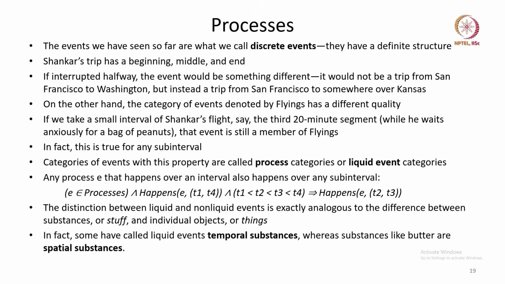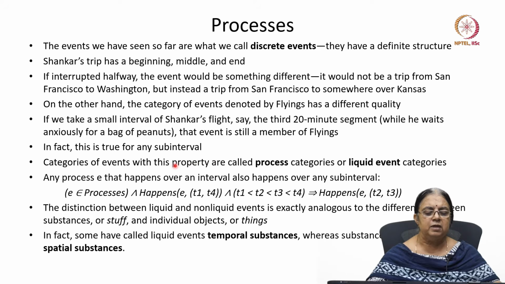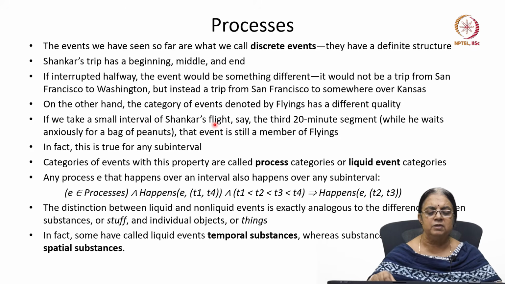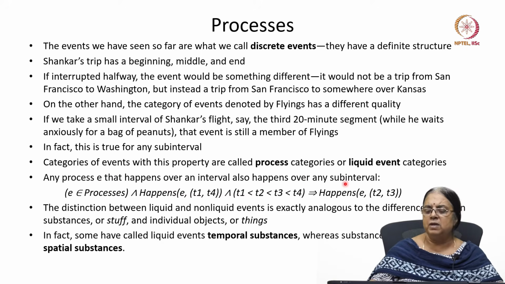So the next representation we talk about is the processes. What happens is if you take a part of the event, so categories of events with the property where if we take a small interval of the event and see what happens there, that is called a process. So any process E that happens over an interval also happens over the sub-intervals. So it is happening continuously from one point to another.